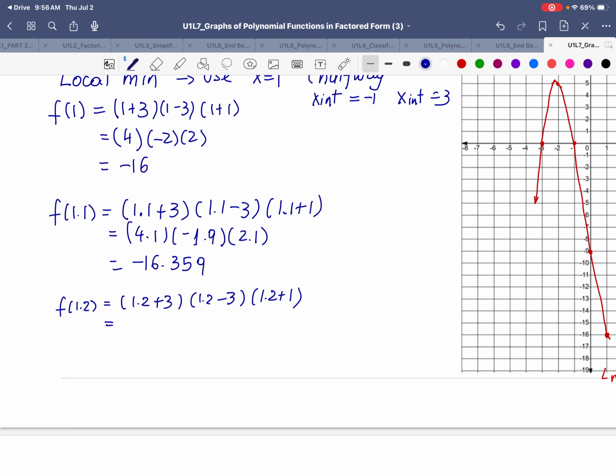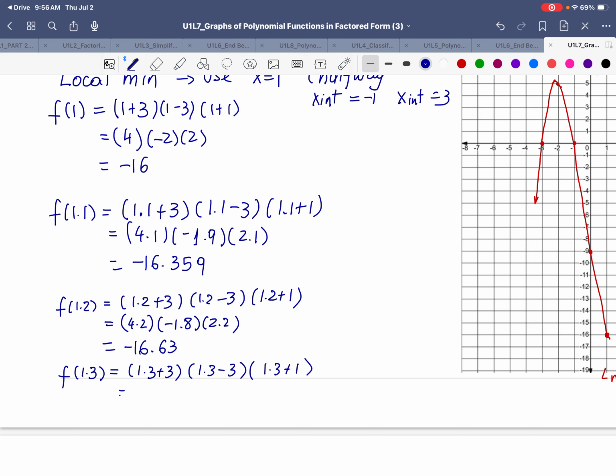So we have in here 4.2, and that is multiplying negative 1.8 and multiplying 2.2. See what we get. 4.2 times negative 1.8 times 2.2. I got negative 16.63. I got an even smaller number, which means that I should check for 1.3. Let's see what we get there. 1.3 plus 3, 1.3 minus 3, and then 1.3 plus 1.